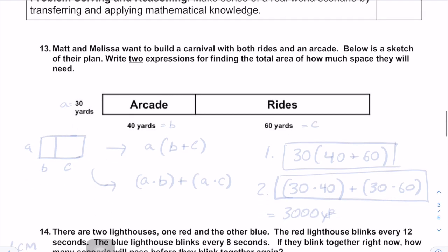Number 13 says, Matt and Melissa want to build a carnival with both rides and an arcade. Below is a sketch of their plan. Write 2 expressions for finding the total area of how much space they will need.